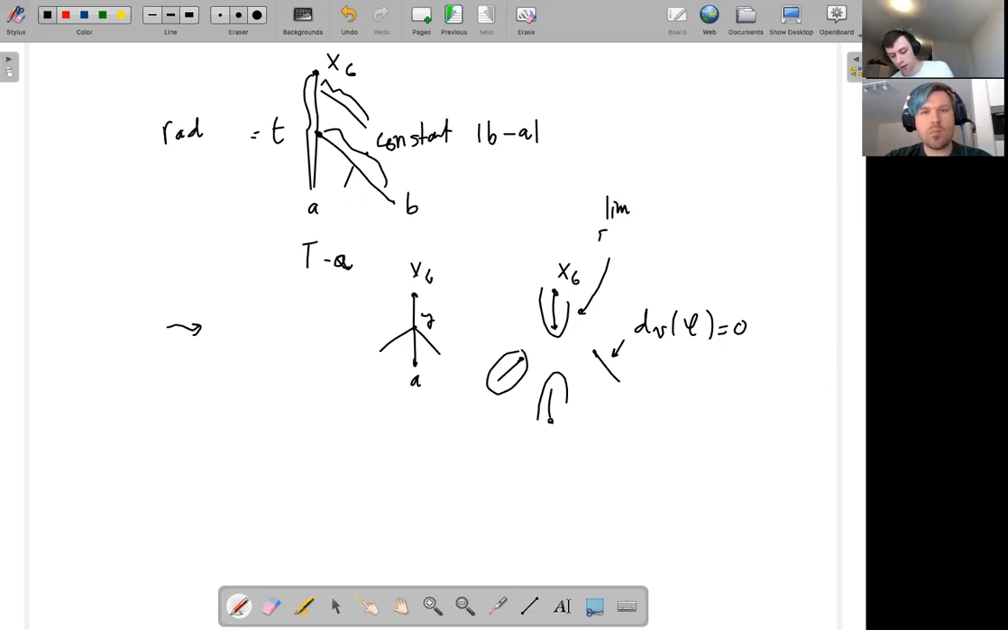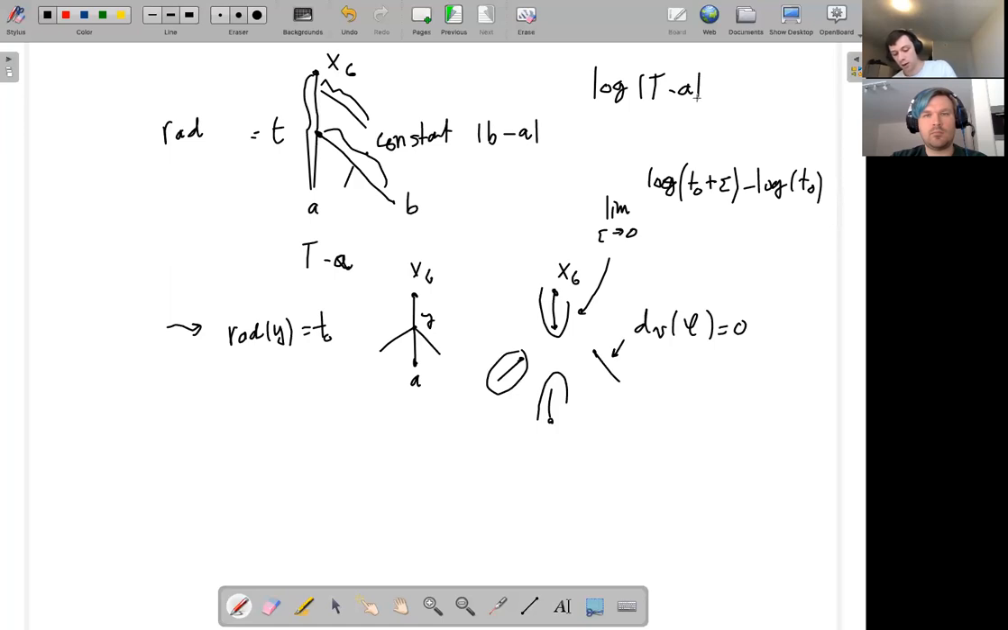And actually, if you work out the formula here, you will see, for example, that for this one, the definition says that you take the limit, epsilon goes to 0. I'll just write it out once. The logarithm of t0 plus epsilon, where t0 plus epsilon is the radius of y, minus log of t0. Remember, we take the function log of t minus A. Oh, okay, so that's why you have the log appearing here.